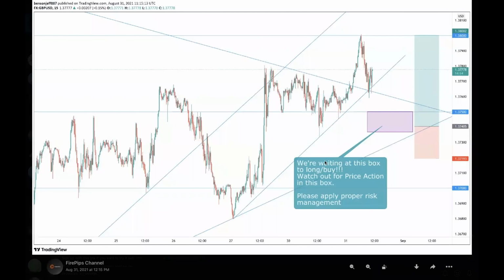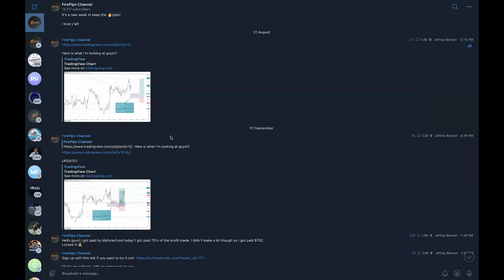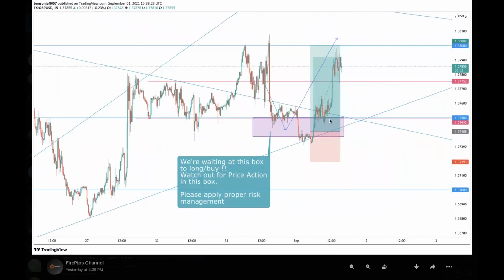So here was my analysis. This was the trend line right here. I said we are waiting at this box to long or buy. Watch out for price action in this box. This analysis alone made me a crazy amount of money two days back and yesterday. So this is after. You can see how price moved off at this box that I painted.